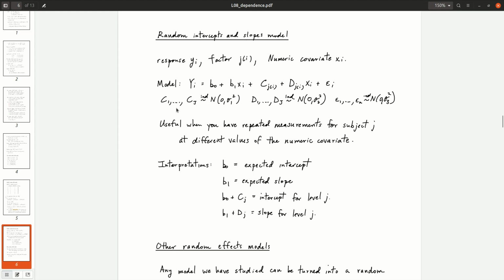The assumptions we make are the following. C1 up to Cj are independent normals. D1 up to Dj are also independent normals with a different variance. And then the errors are, again, normal with also a different variance. These kinds of models are useful when you have repeated measurements for the jth subject at different values of the numeric covariate.